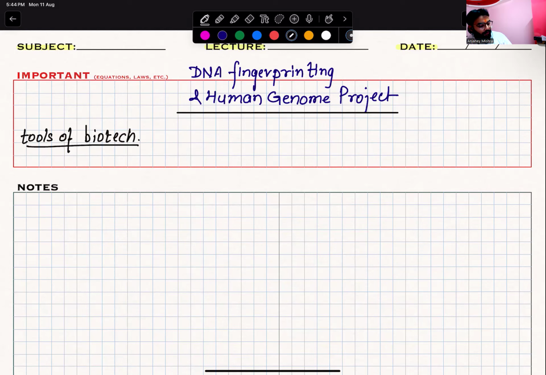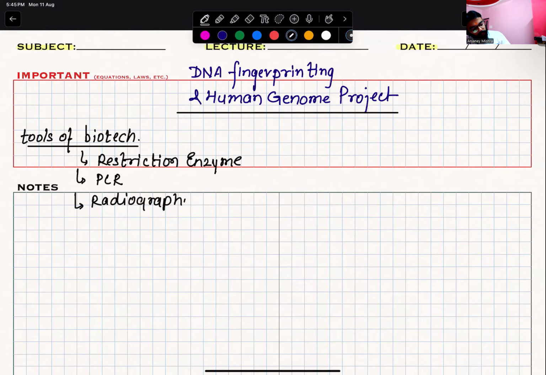Tools of biotech. What are the tools? We need to know about restriction enzymes. We need to know a little bit about PCR, how to isolate DNA, and what is autoradiography, and stuff like that. So the general trend of teaching the topic is you teach MBI till regulation of gene expression. After that, you start with biotech 1. Once you're done with biotech 1, then you can come back to DNA fingerprinting and Human Genome Project.